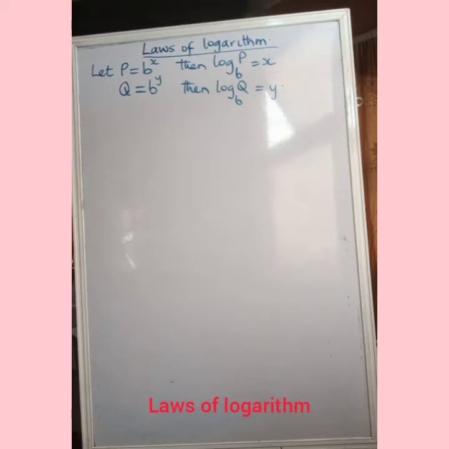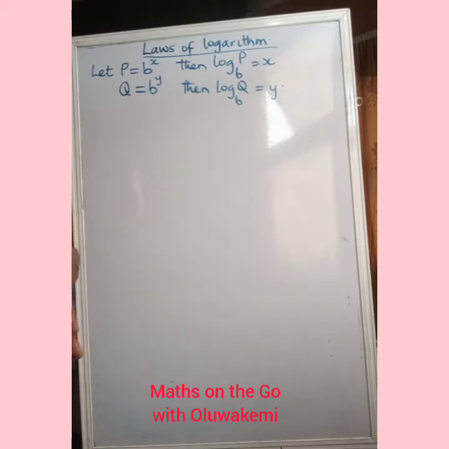But before we go there, let's quickly remind ourselves of what we did during the last class, which is on logarithm. I said logarithm to base A of a number P is the index X to which A must be raised to be equal to P. And we tried to clarify the difference between index form and logarithmic form. So today, we'll be moving to laws of logarithm.